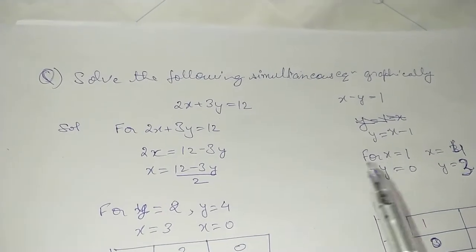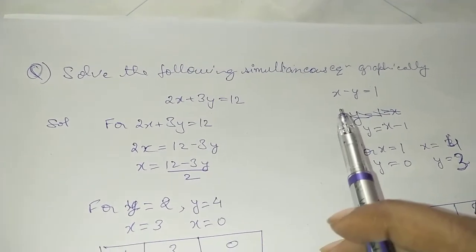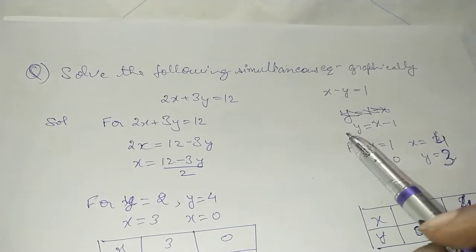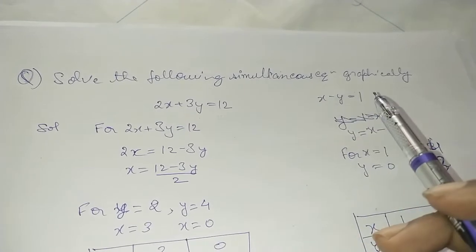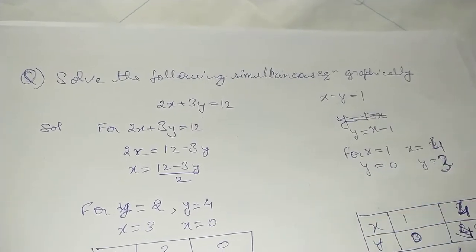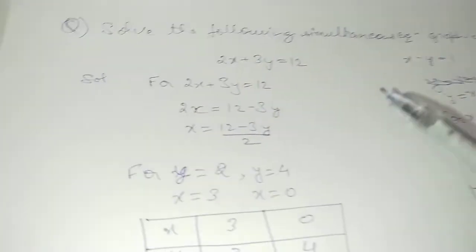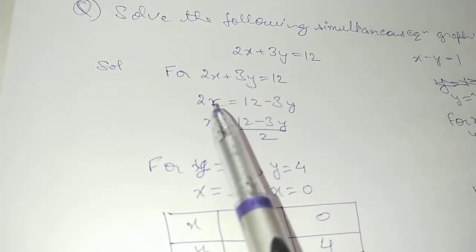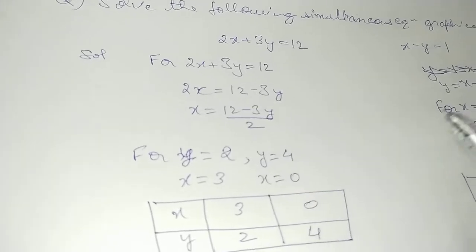How can we get to know the value of x or the value of y without implementing any of the methods of cross multiplication, substitution or elimination? That is the method of using the graph, or solving the equations graphically. So what we do is take the very first equation given and transform it into the form of either x equals to or y equals to.